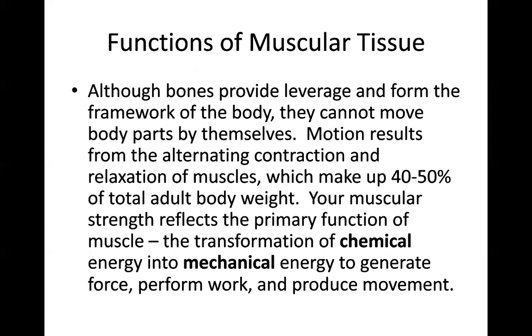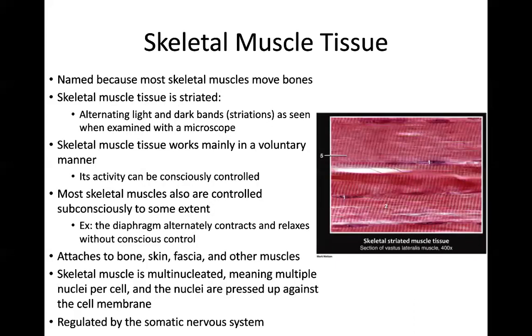Regardless, your muscular strength reflects the primary function of muscle, the transformation of chemical energy. Ultimately, we can trace it back to the sun, but more so from food that we convert in our body to ATP, which we then use for mechanical energy to generate force, perform work, and produce movement. Okay, what I'm going to do for the next 3 slides is talk about the 3 types of muscle, their characteristics, how they're similar, how they're different, which is something I do in anatomy. So for those of you that are in anatomy, this should be a review for you.